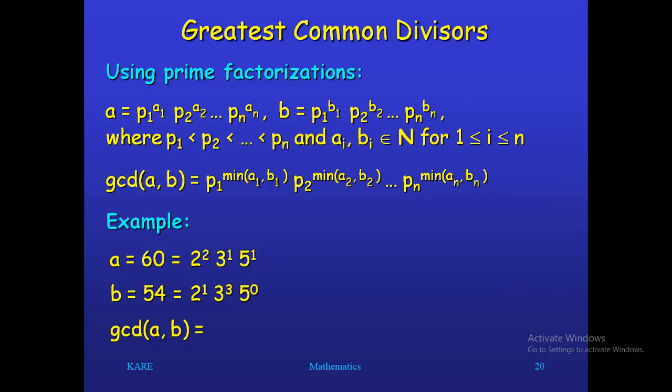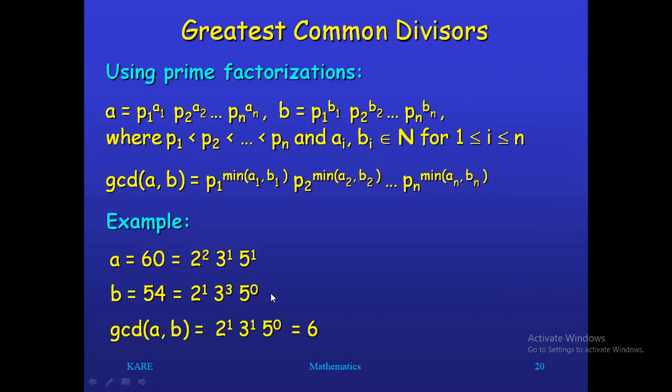The next, GCD of A comma B: P1 power minimum of A1 comma B1. So here I have 2, here also I have 2. Here I have the power 2, here I have 2 power 1. What is the minimum of 2 comma 1? It's nothing but 1. So I'm writing 2 power 1. Here I have 3, here also I have 3. Of the powers 1 and 3, what is the minimum? This power I have taken as A2 and this is my B2. So the minimum of A2 comma B2 is A2. So I'm writing 3 power 1.